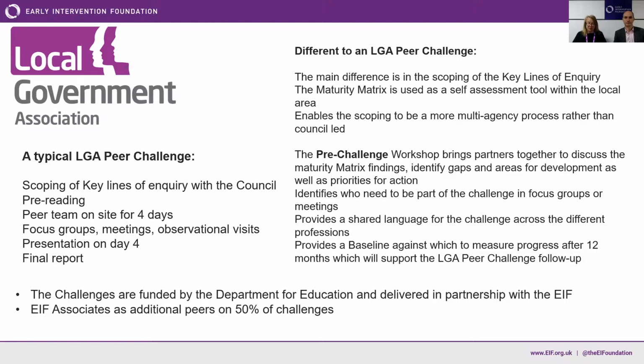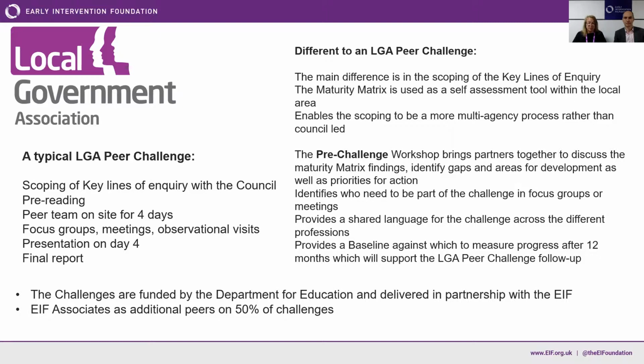The difference with the early years peer challenges is that the scoping of the key lines of inquiry is done quite differently. So instead of myself doing them with the Director of Children's Services and partners, this is done through the use of the maturity matrix. So it's used as a self-assessment tool within the local area. This enables the scoping to be much more multi-agency rather than it just being council-led. It involves a lot more partners.